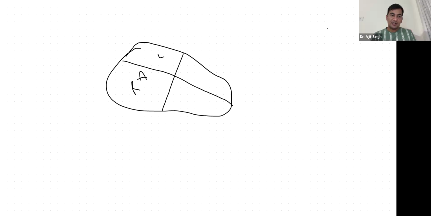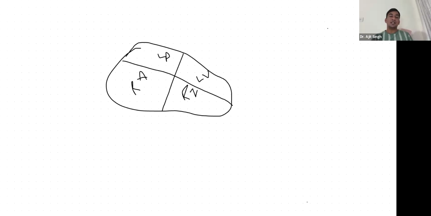Suppose this is your heart, simple, and this is your left and right chamber. So this is your right atrium, right? This is your LA, this is your LV, this is your RV. Now, just to show you, my art is very bad.